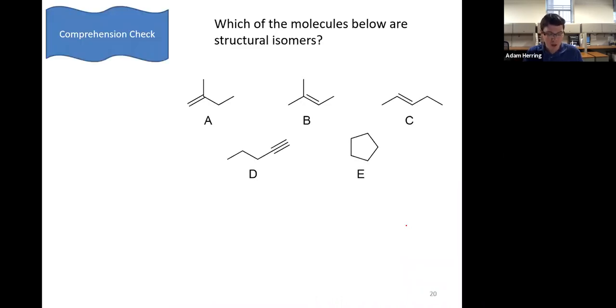So let's practice. Which of the molecules below are structural isomers of each other? Pause the video and try this on your own. Welcome back. How did you do it? Hopefully you started by determining the molecular formula of each of these molecules. In order for them to be isomers, they need to have the same molecular formula.